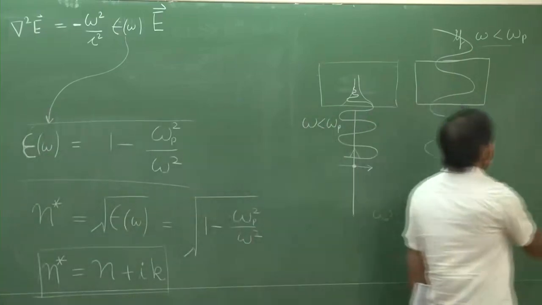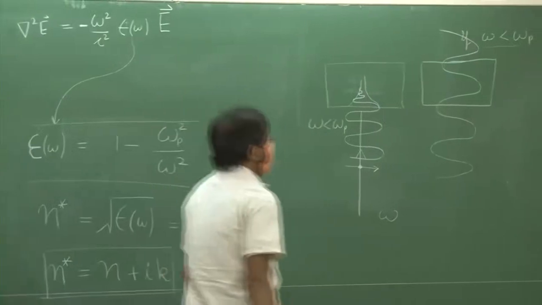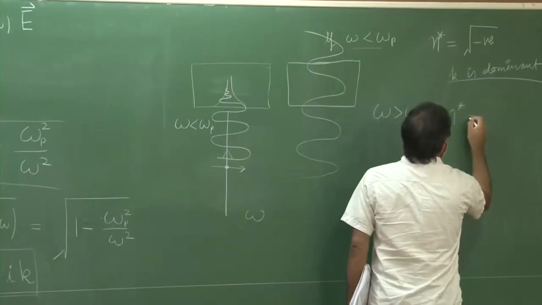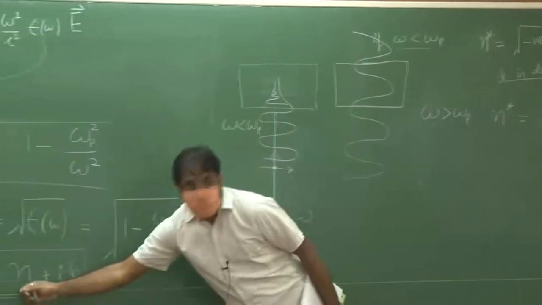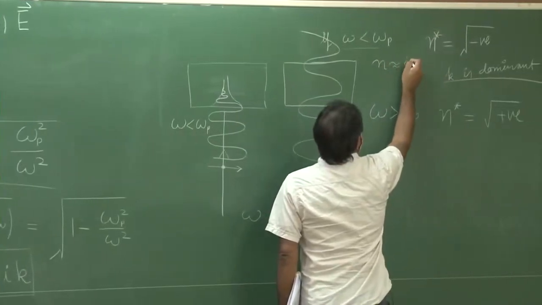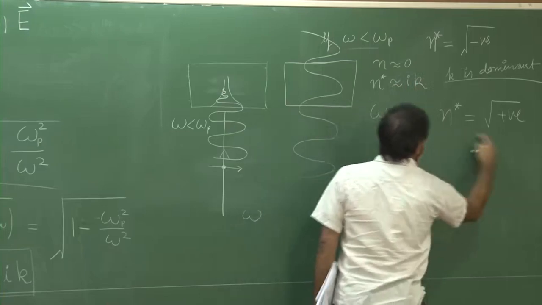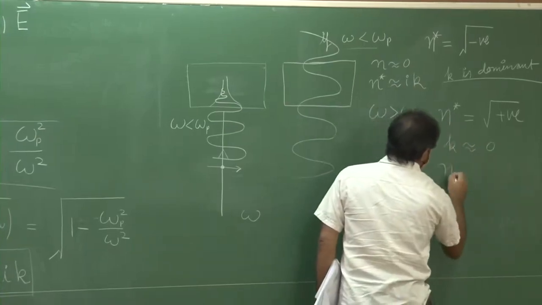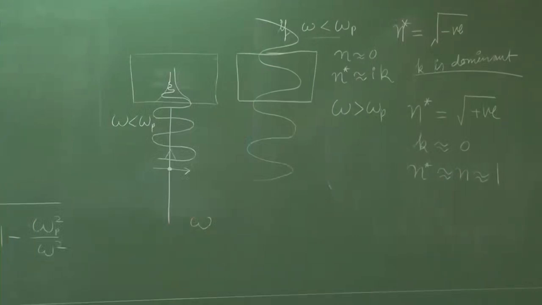You can see it more clearly from here. So here, if k is dominant, which means the imaginary part of the refractive index is dominant, when omega is less than omega p, then n can be taken as nearly 0, and therefore your n star is approximately ik. On the other hand, if omega is greater than omega p, then your n star is the square root of a positive quantity, which will be real. So in this case, the real part will be dominant, your k part is 0, and what remains is that your n star is nothing but n, and let's say n is close to 1. This is the situation which I have drawn in front of you.